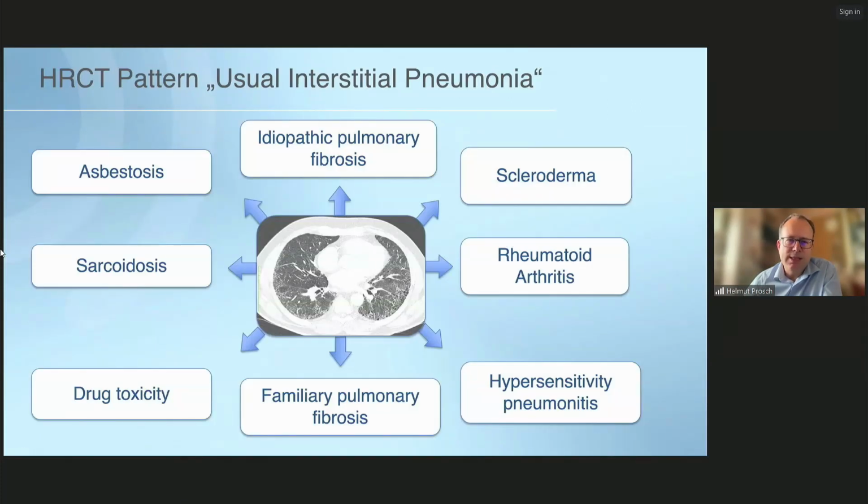And UIP is seen in a variety of diseases. It's seen in idiopathic pulmonary fibrosis. That's the most common cause for UIP, but it's also seen in some patients with scleroderma, typically seen in rheumatoid arthritis. You may see also a hypersensitivity pneumonia just presenting with a UIP pattern. Familial pulmonary fibrosis, drug toxicity, sarcoidosis, and asbestosis all may present with these features of UIP. So when we as radiologists say it is UIP, then the job of the rheumatologist and pulmonologist just starts, because you have to diagnose or exclude all the other diseases.